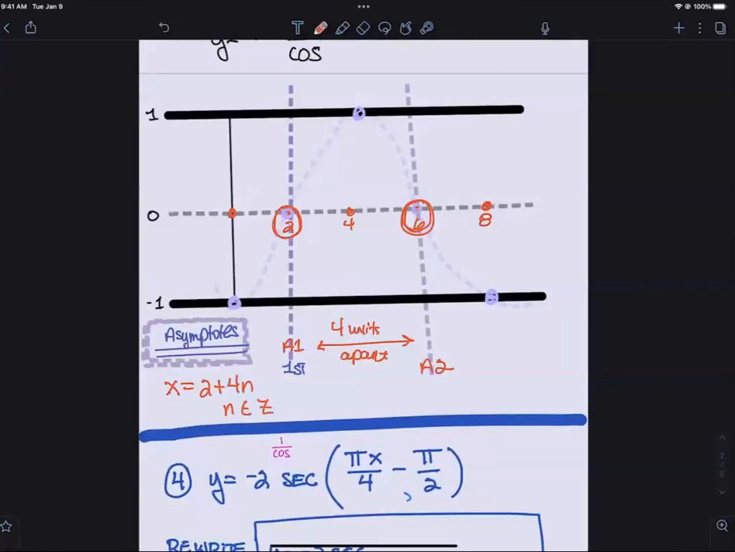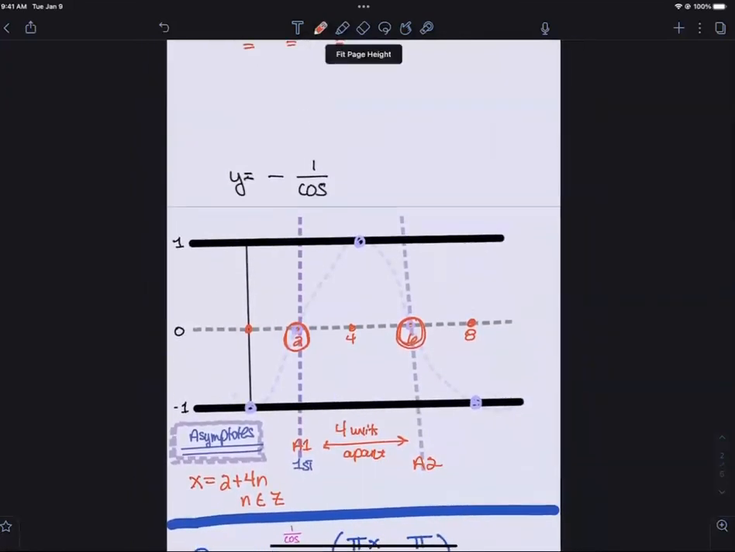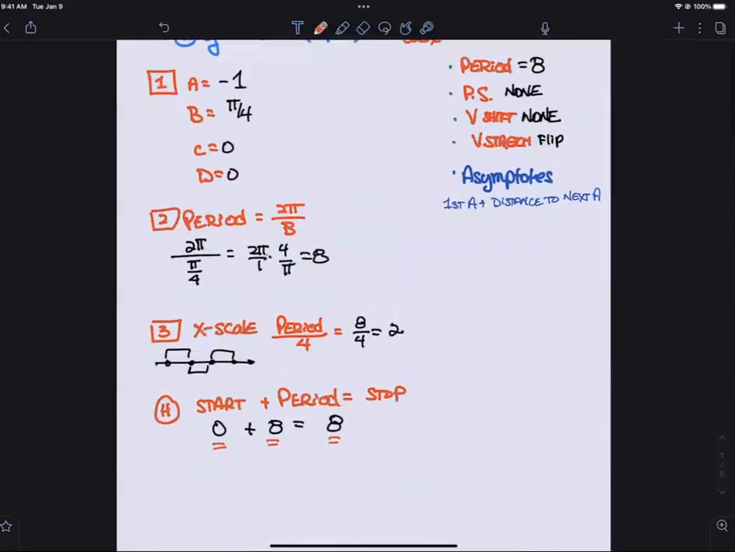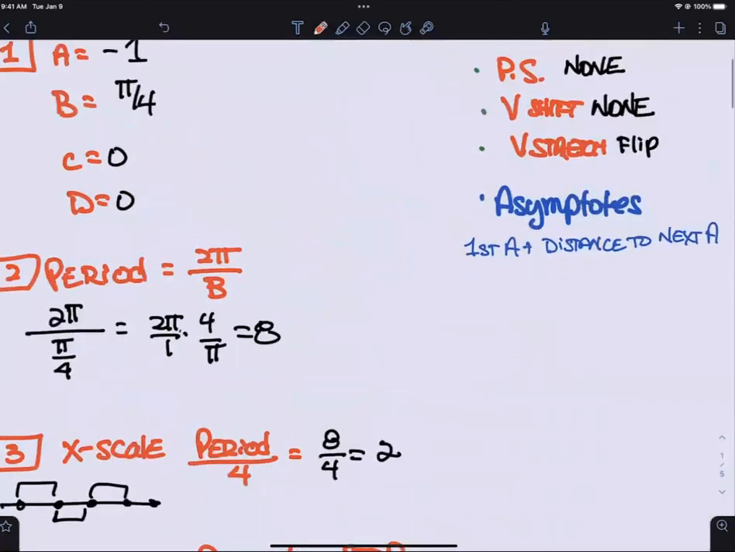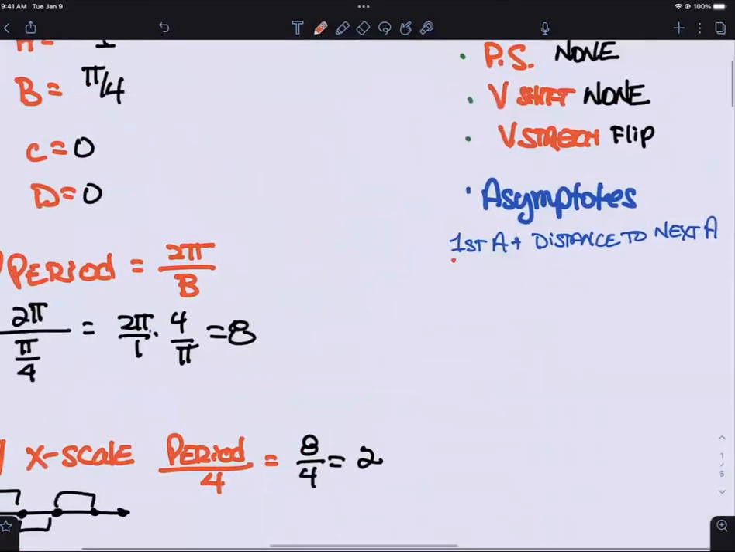I'm going to move back up here to the spot where your guided notes would be. So in your guided notes, it asks you to describe the asymptotes. The way that I like to think of it, I take the first asymptote, which started at 2, and then the distance from the first to the second was 4 units. That means I'm traveling in increments or multiples of 4, starting at 2. And then you would need to say that n is an integer, and the capital letter Z is the abbreviation for integers in the number families.